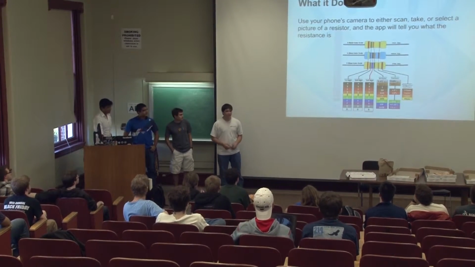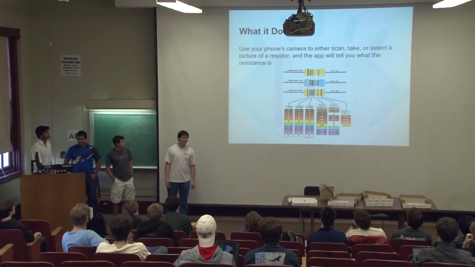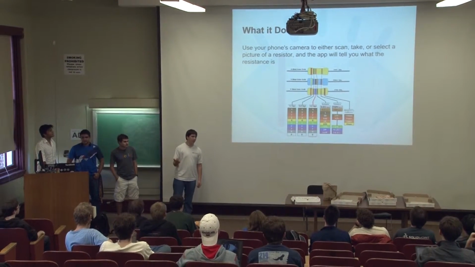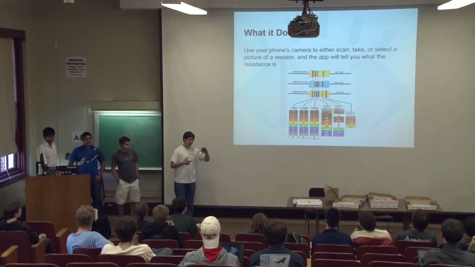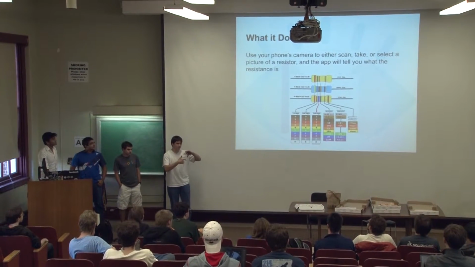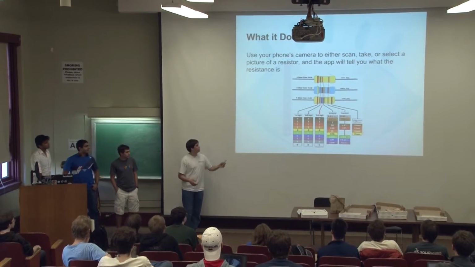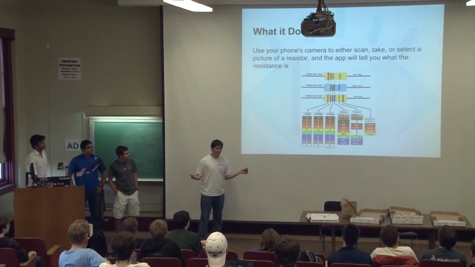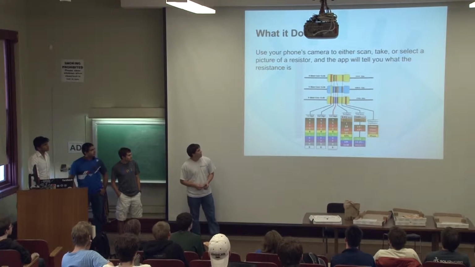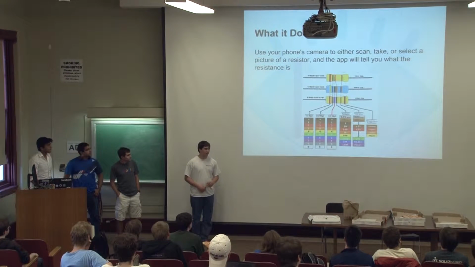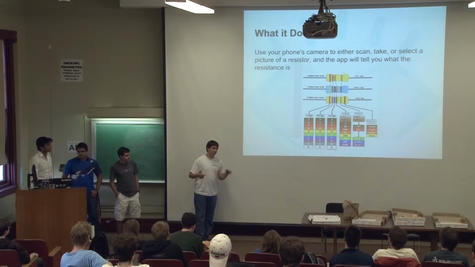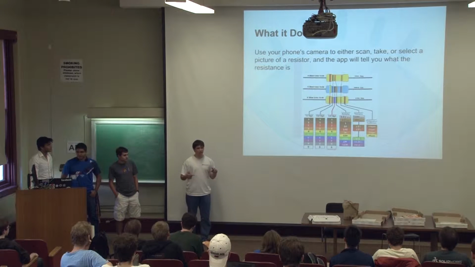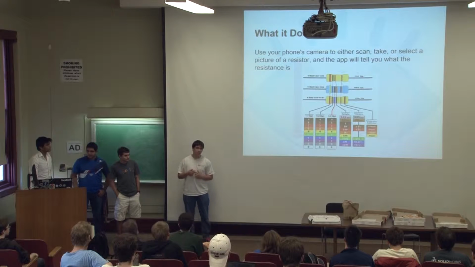Alright, so the basic idea of what it's going to do is it's going to be an Android app. It's going to take a picture with a resistor somewhere in the picture. Everyone knows what a resistor is from looking at a circuit board at some point. And it finds the resistor within the picture, it finds the bands on that resistor, and then it finds the colors of those bands.